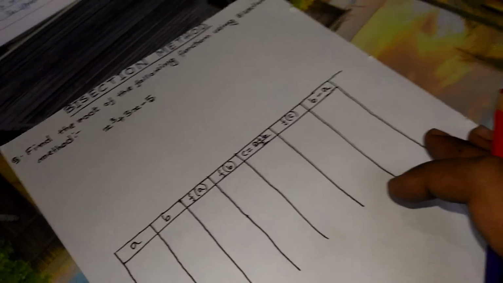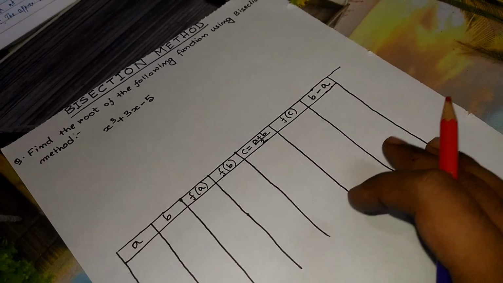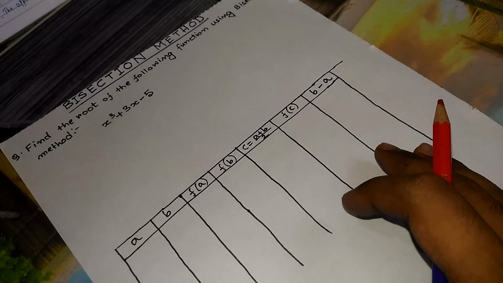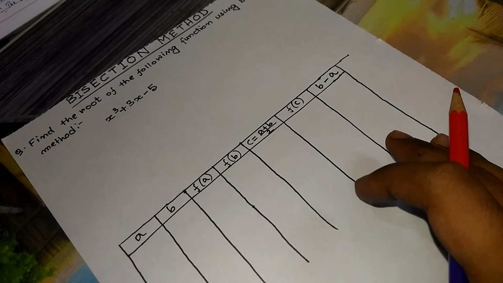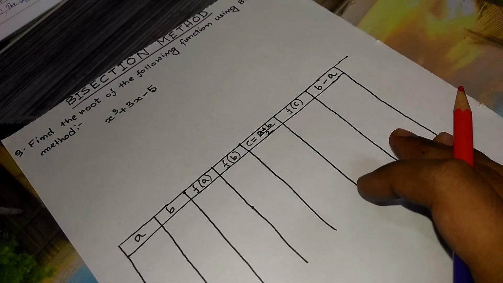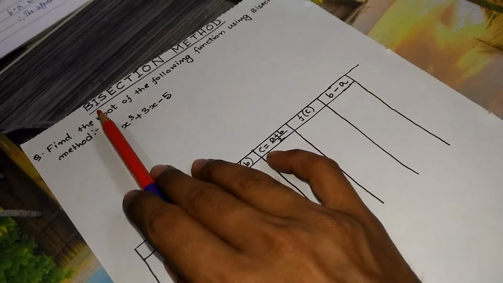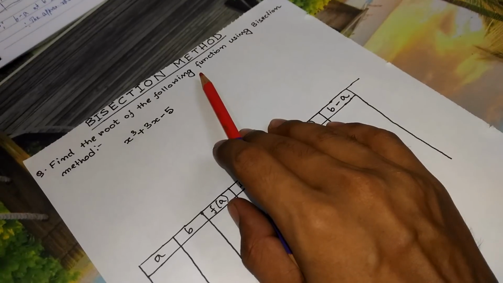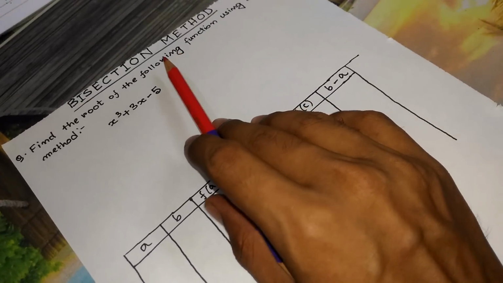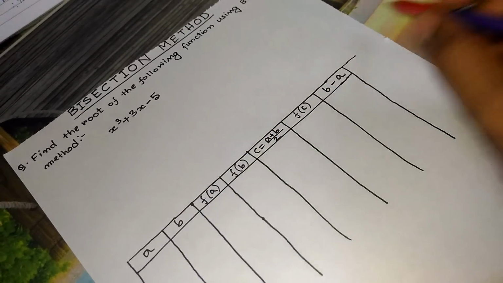Now in this video I will show you how to solve problems using the bisection method. The general questions that are asked to solve using the bisection method are, see, I have shown an example. Find the root of the following function using the bisection method. The function is x cube plus 3x minus 5.